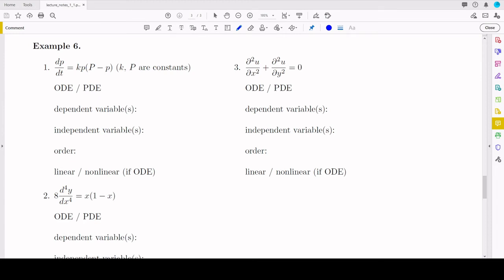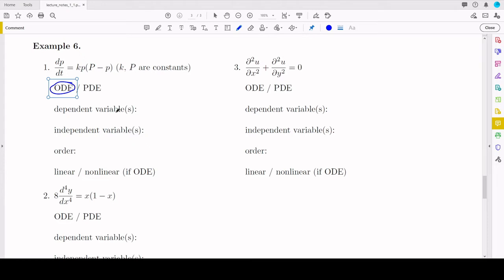Let's look at a couple of examples on how to classify differential equations. So the first example, we're looking at dP/dt equals k times little p times capital P minus p, where k and capital P are constants. So the first thing we have to do is decide, is this an ordinary differential equation or a partial differential equation? Well, since there are no partial derivatives, this is an ordinary differential equation.